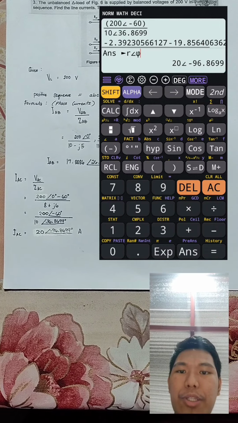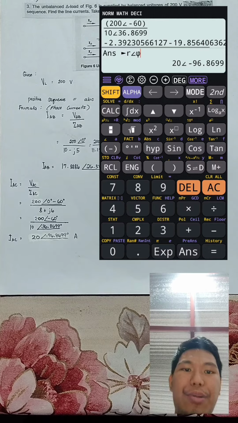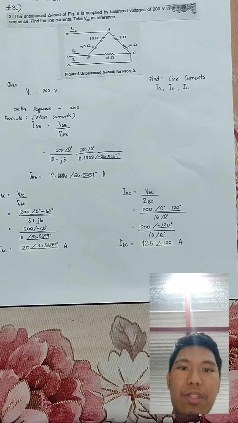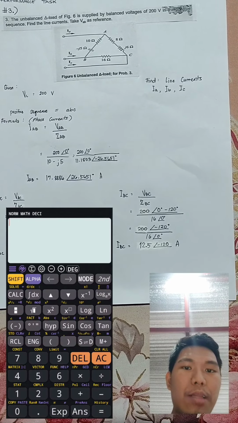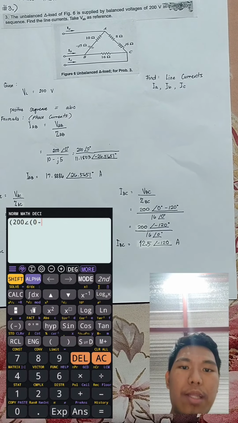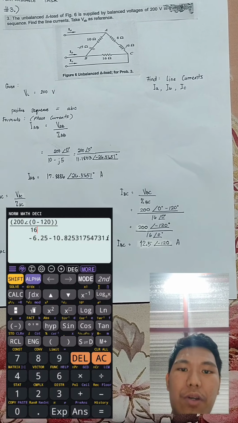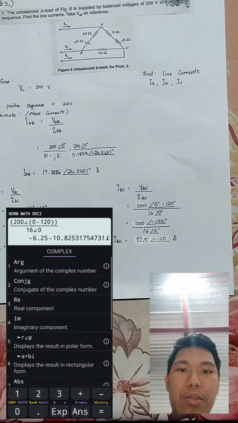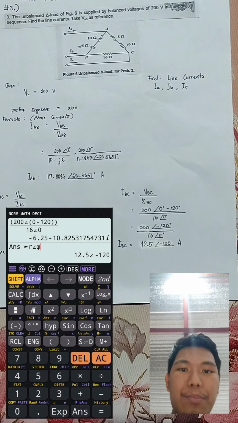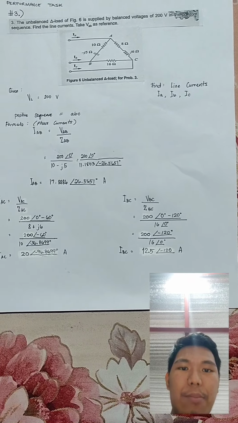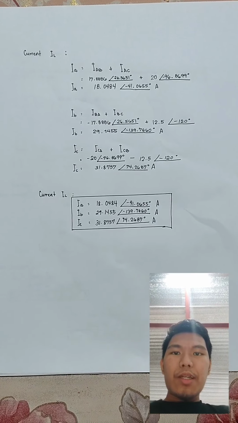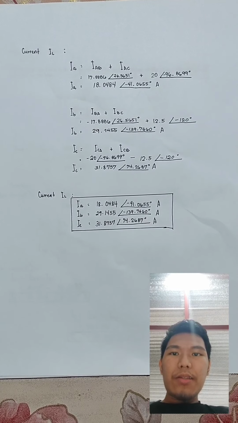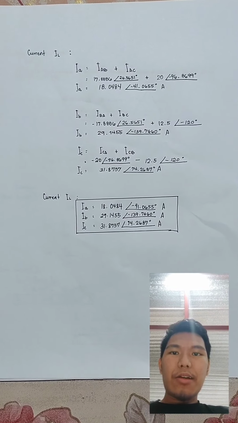200 ∠ negative 60 degrees over 10 ∠ 36.8699 degrees is equal to 20 ∠ negative 96.8699 degrees ampere. Next, for IBC equals VBC over ZBC, 200 ∠ 0 degrees minus 120 degrees over 16 ∠ 0 degrees is equal to 12.5 ∠ negative 120 degrees ampere. After we get our phase currents, we can now find our IL or the line currents.